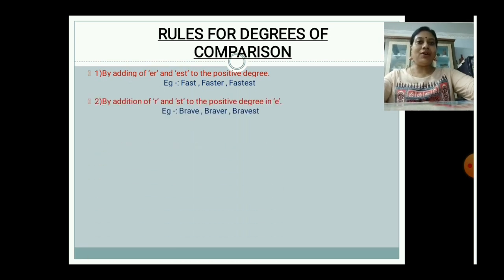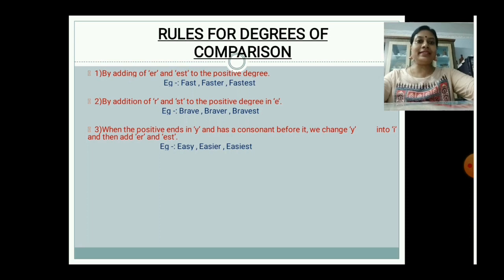By adding R and ST to the positive degree ending in E. See in this example, brave, braver, bravest. The word ends with E. That's why we have just added R and ST to form the comparative and superlative degree.